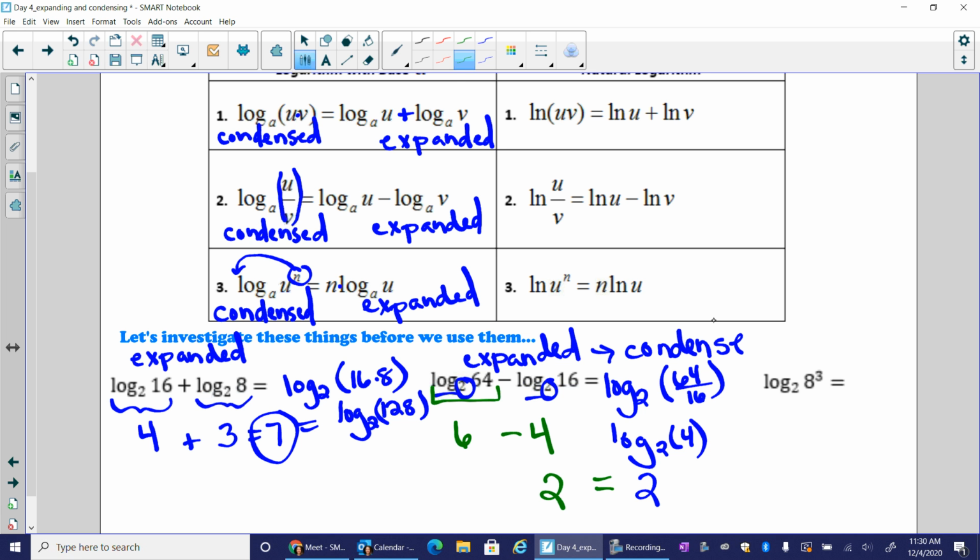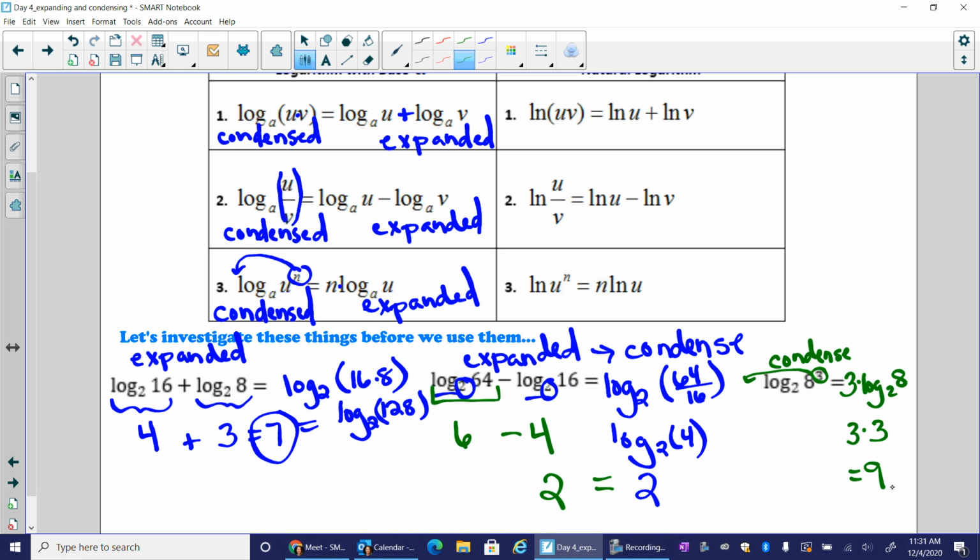We've got one more, which we can expand. So here, this is the condensed version, where that 3, that exponent, is inside the logarithm. I'm going to expand it and move that exponent on the outside. So I get 3 times log base 2 of 8. If I evaluate that, which I already have, I know that 2 cubed is 8. So this is going to be log base 2 of 8 equals 3. 3 times 3 is 9.